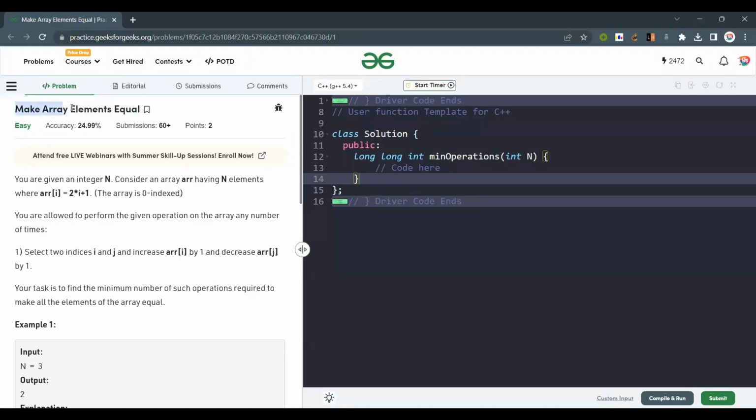Today we are going to solve the problem Make Array Elements Equal. You are given an integer n. Consider an array having n elements where array[i] = 2 * i + 1. The array is 0-indexed.